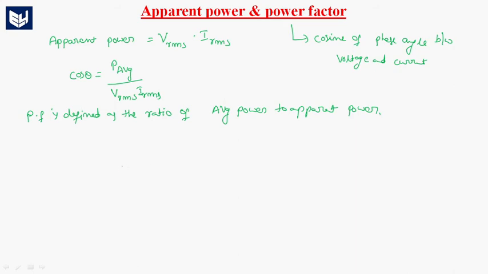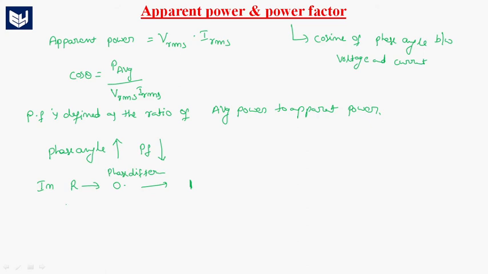As a whole, if the phase angle increases, the power factor decreases. In case of a resistive network, the phase difference between voltage and current is 0. Then what is the power factor? Power factor will be 1.